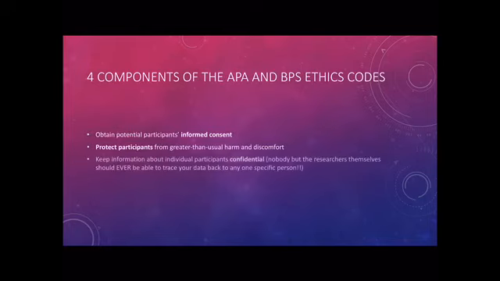The 4 components of ethics codes are that you have to get that informed consent, you have to protect participants from harm or discomfort, you have to keep things confidential, and then you have to debrief at the end. So those 2 concepts of informed consent and debriefing are very important. You have broken the ethics code if you do not do either of those things in a study.